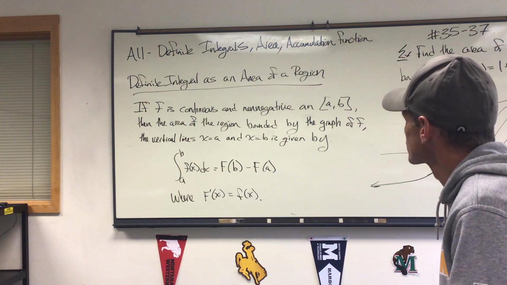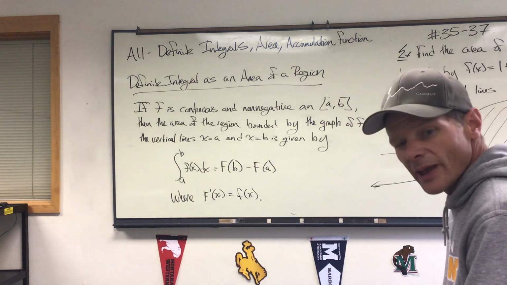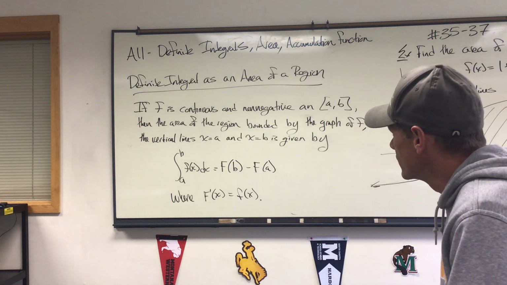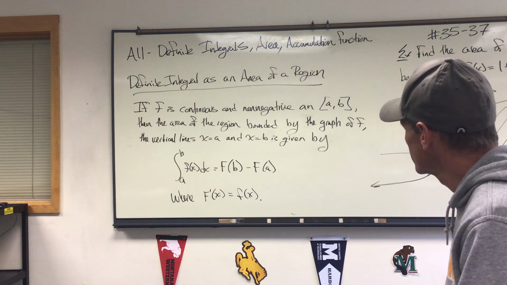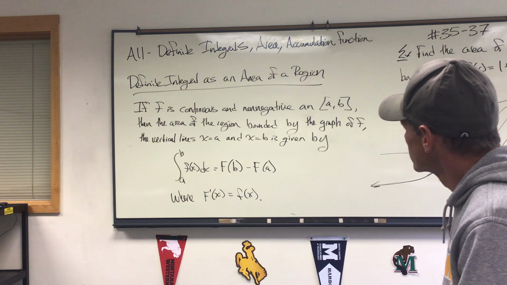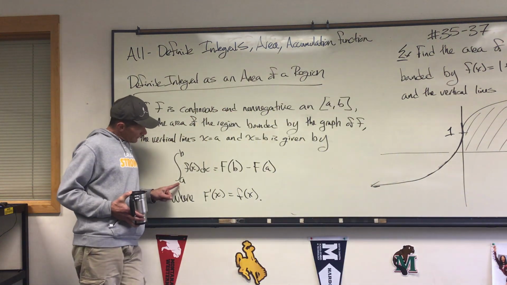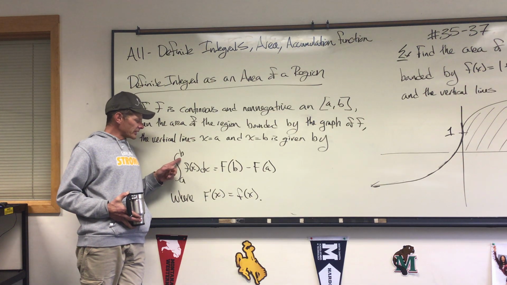It says the definite integral as an area of a region: f has to be continuous and non-negative on a closed interval [a, b], and then the area of the region bounded by the graph of f, the vertical lines x equals a and x equals b, is given by the definite integral here. So here is what we call our lower bound of integration. This is our upper bound of integration.